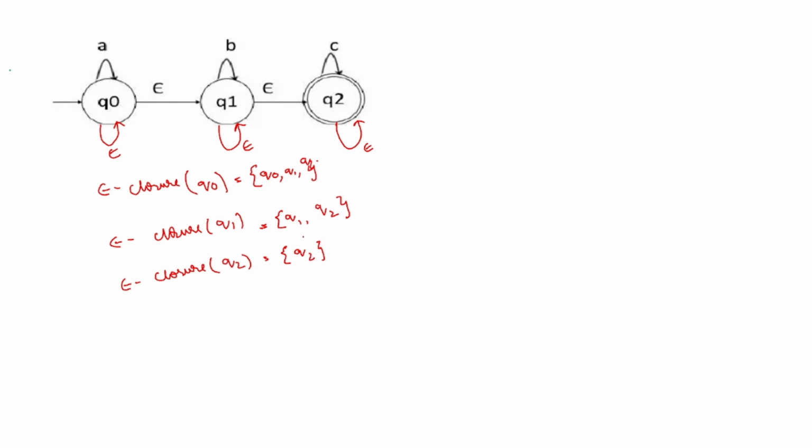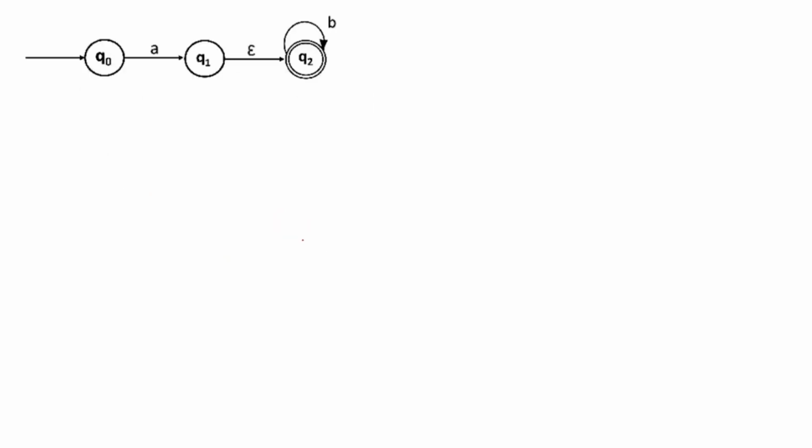Let us solve another problem where we will find our epsilon closures. So this is the second question. We'll find epsilon closures for this. So first one, epsilon closure of Q naught. So epsilon closure of Q naught is we can do a self loop with epsilon. So Q naught first, and there are no epsilons from Q naught, so only Q naught for Q naught.